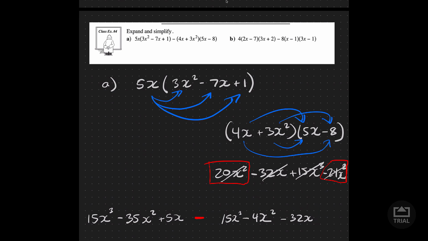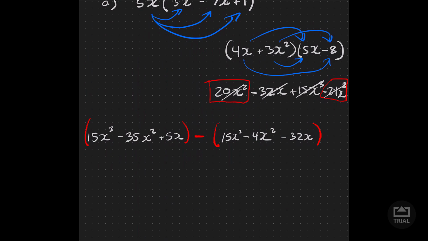And we're best to put a bracket around it. And we're going to subtract those. So everything on the right will be subtracted from everything on the left. Because I have this negative sign here, I'm going to change that to a plus. And then everything that's inside here, the sign will become opposite of what it currently is. So the positive 15x cubed becomes negative, the negative 4x squared becomes positive, and the negative 32x becomes positive.